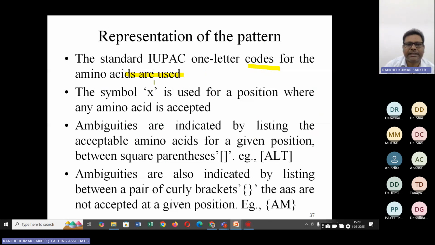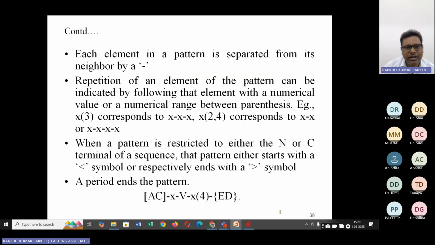Okay, the symbol X is used for a position where many amino acids are accepted. So simply I will explain how the pattern is read. All these things can be explained in this sequence only. So let's see how we can interpret this one.